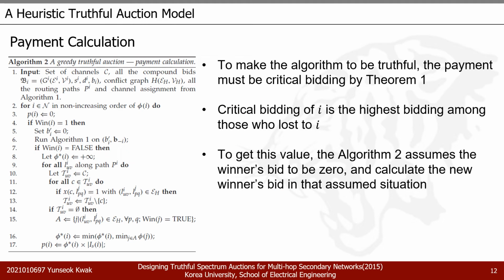And I'll introduce a payment calculation algorithm. To make the algorithm truthful, the payment must be the critical bid by theorem 1. The critical bid of i is the highest bid among those who lost to i. To get this value, algorithm 2 assumes the winner's bid to be 0 and calculates the new winner's bid in that assumed situation.